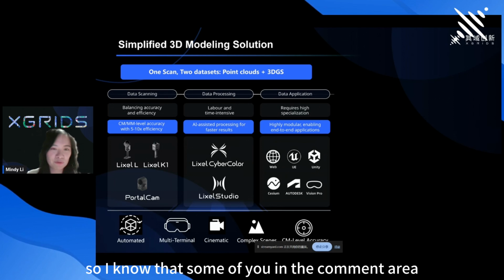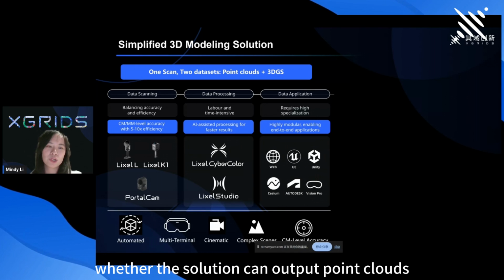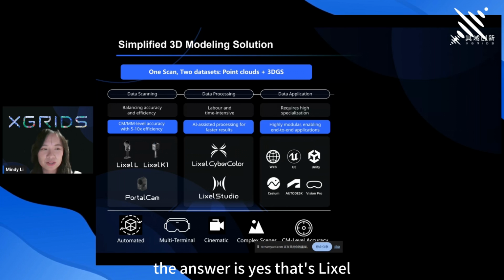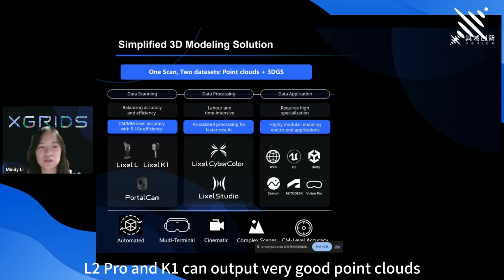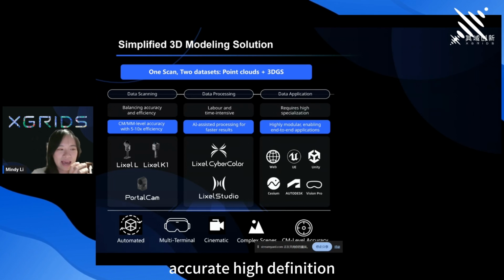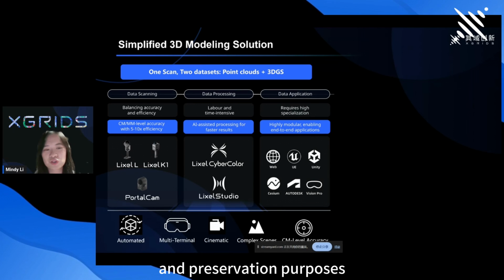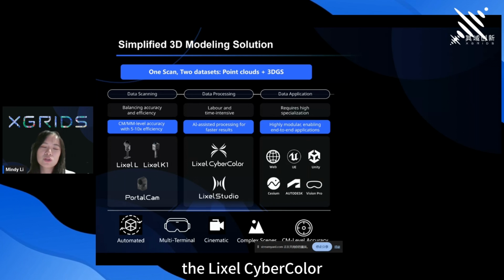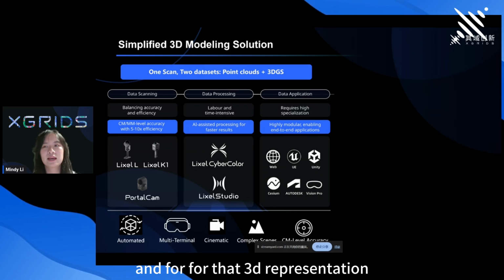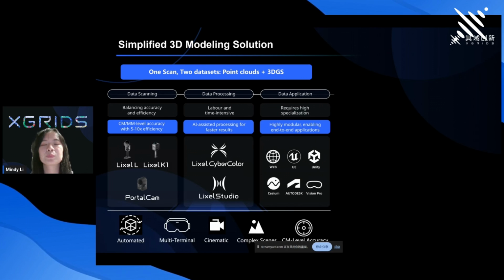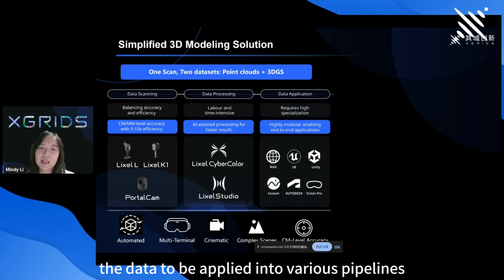I know that some of you in the comment area want to know whether the solution can output point clouds. The answer is yes: the Lexo L2 Pro and K1 can output very good point clouds, for those who want accurate, high-definition point clouds for measurement and preservation purposes. And LCC, Lexo Cybercolor, is more of a 3D visualization solution, which is very easy to use, for 3D representation.